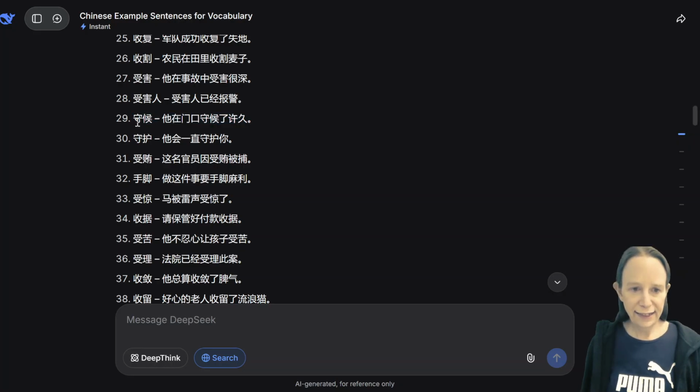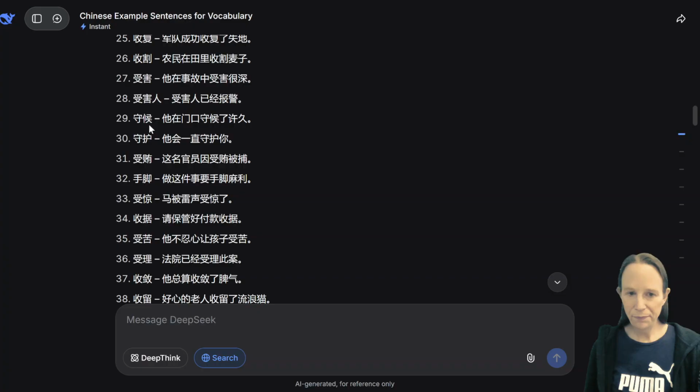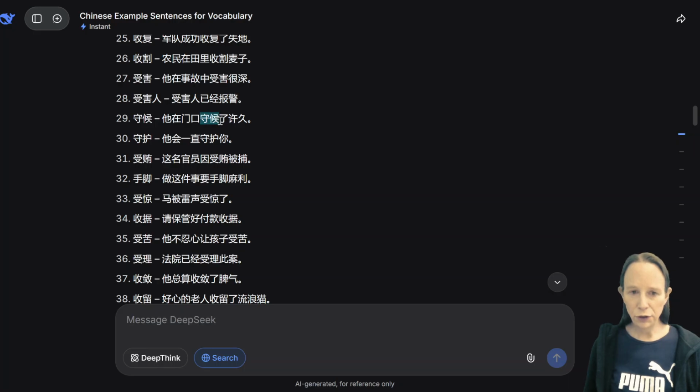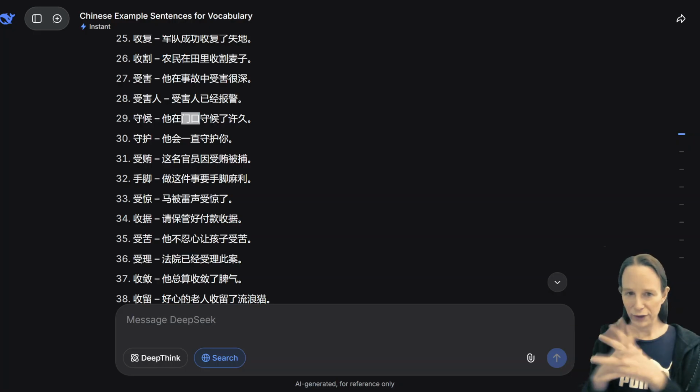Right, next is, okay, 守候. Yeah, I'm going to be honest, I didn't know this. 守, meaning 看守, protect, guard. Guard or protect usually, that's what that one means. 候 often pertains to waiting or time. 等候 or 什么时候. 守候, wait, expect, all of those mushed together. 守候 to nurse, didn't know that one. 他在门口守候了许久. Okay, so kept watch on the entrance or the door.